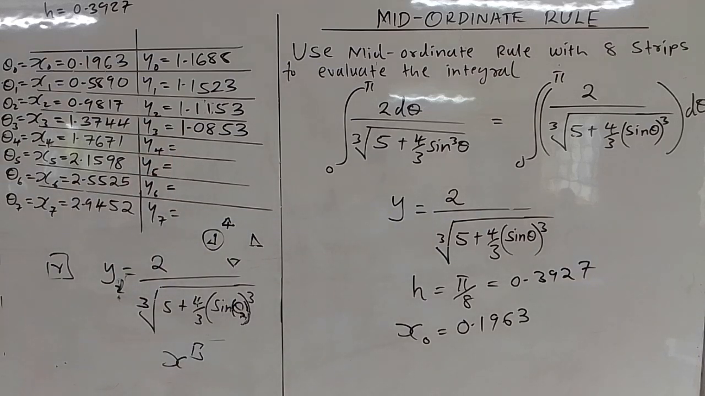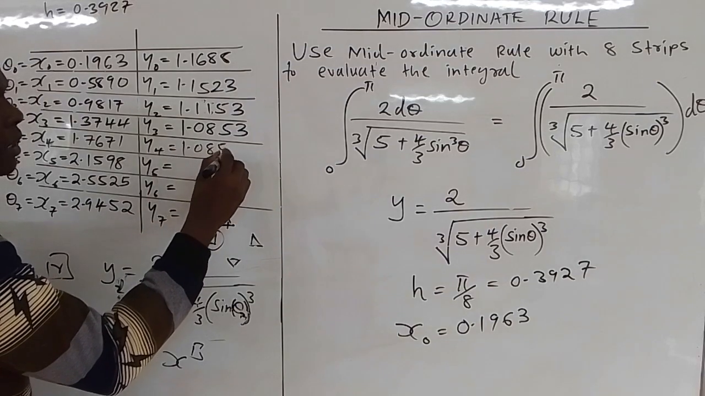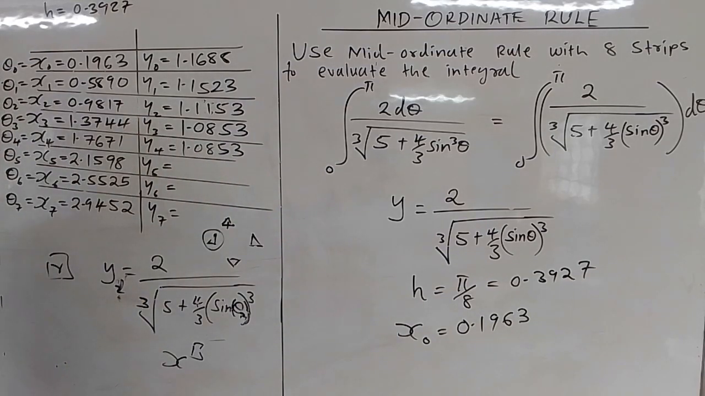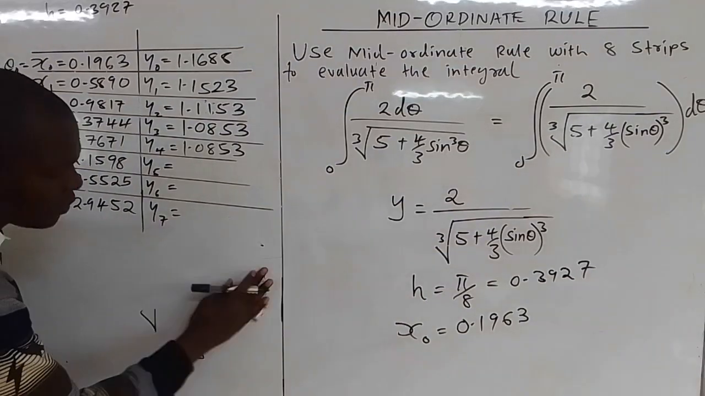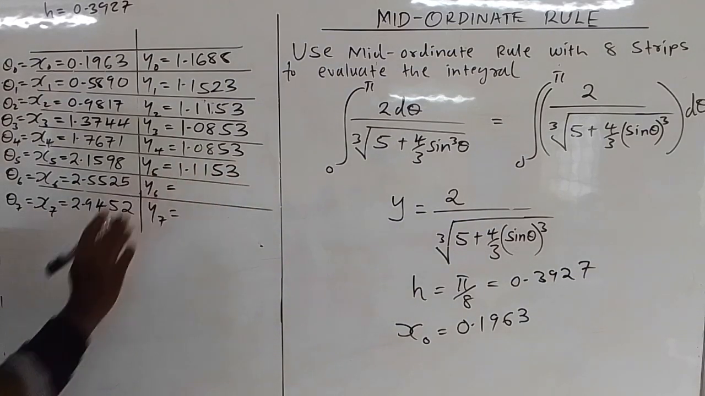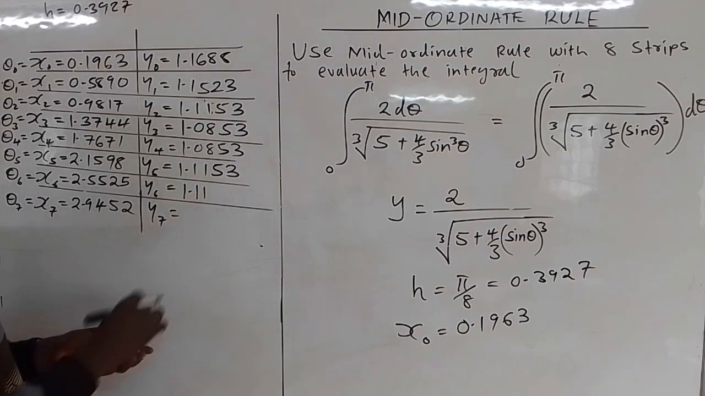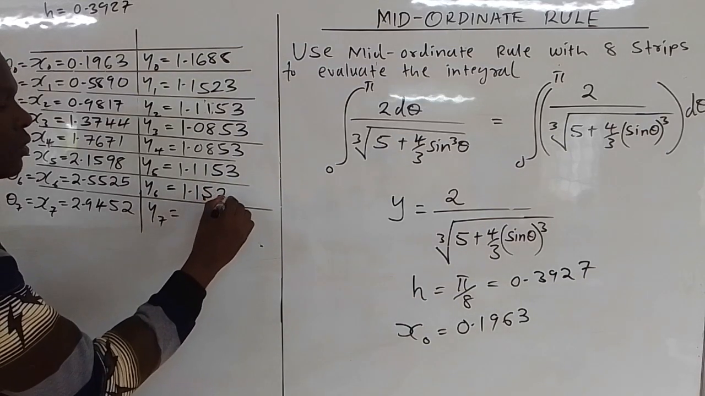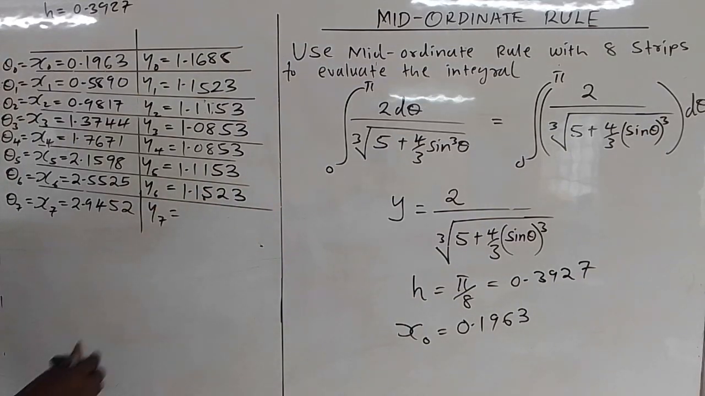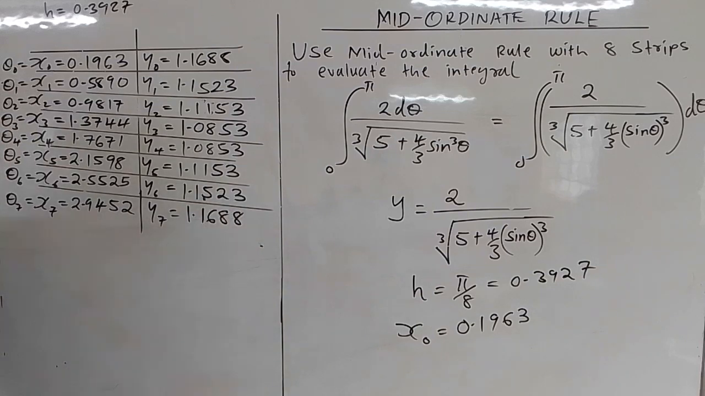Continue. What have you found in Y4? 1.0 85? It is the same as Y4. Y3, I go to the next one. Y5 you found 1.1153. Y6 you found to be 1.1523. Y7, what have you found? 1.1688. Like that. So here, now you have found the value for it.